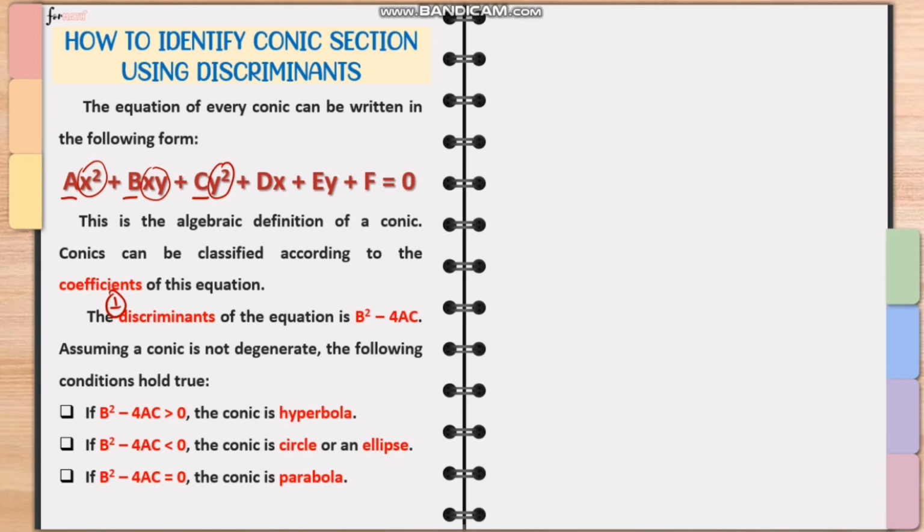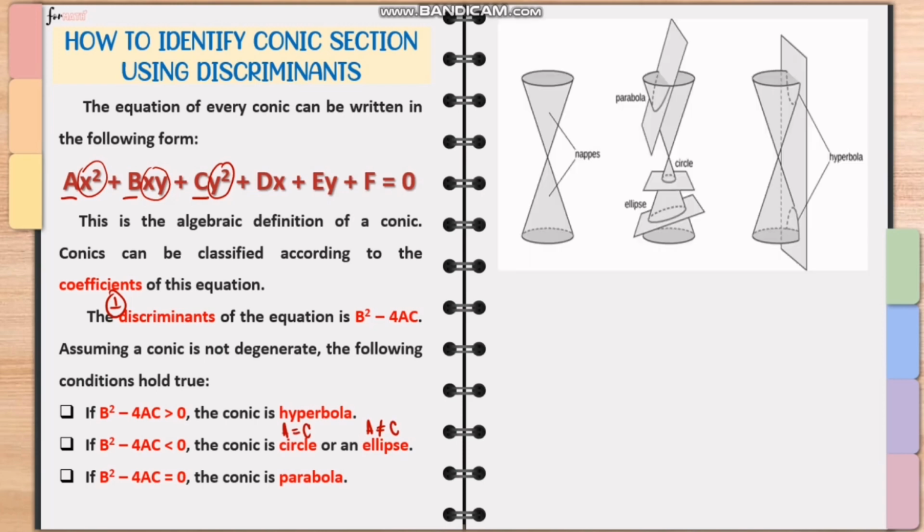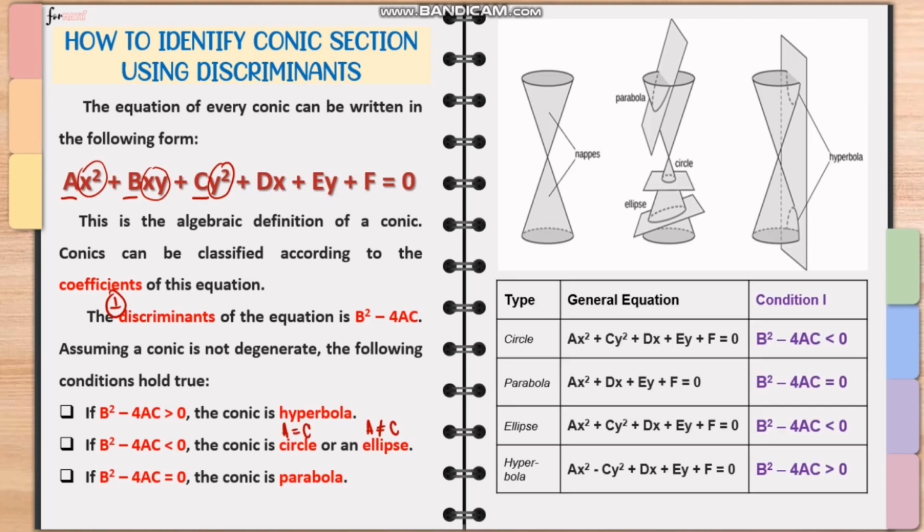Second, if that is less than 0, ibig sabihin, it can be circle or an ellipse. Masasabi mo na circle siya kapag yung numerical coefficient na A is equal to C. Ellipse naman siya kung yung A is not equal to C. And lastly, kapag equal to 0, ibig sabihin, parabola po yung ating conic section. Okay, so this is our summary. So, circle, parabola, ellipse, and hyperbola.